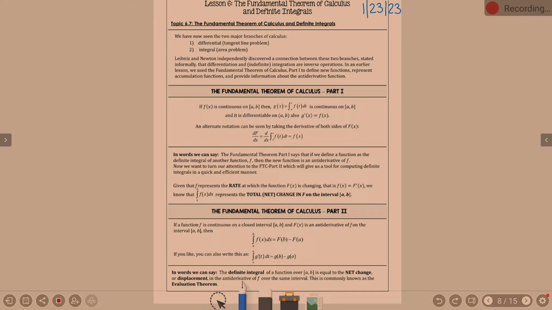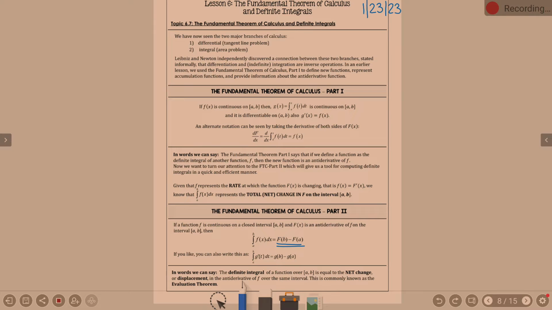Now, if a function f is continuous on a closed interval a to b, and capital F is an antiderivative of little f, then notice what it says here. The integral from a to b of f of x dx. How we're going to find that is we're going to find capital F, which is our antiderivative, and we're going to do the antiderivative evaluated at b minus the antiderivative evaluated at a. So basically antiderivative evaluated at the upper limit minus antiderivative evaluated at the lower limit. That is going to be the big thing today, knowing how to do that.